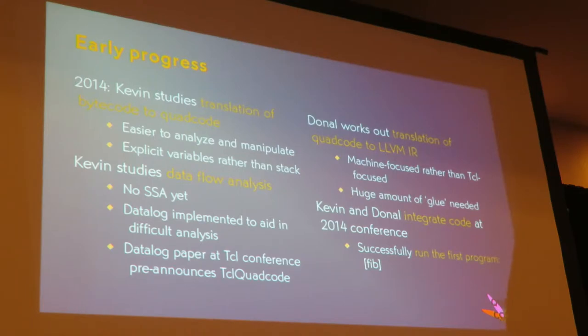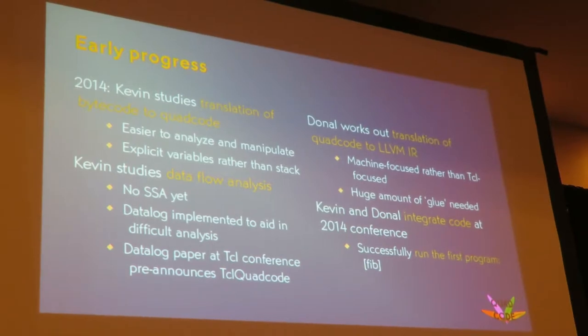In the early steps, I was studying getting from bytecode to quadcode, which is a three-address language. So most of the instructions are four-element Tcl lists. That's where it got its name. It's much easier to analyze and manipulate than bytecode because you don't have to keep track of all the stack stuff. Everything has got all its operands embedded in the instruction. And that means that it also has explicit variables rather than moving things back and forth to the stack. So a lot of explicit temporary variables get introduced.